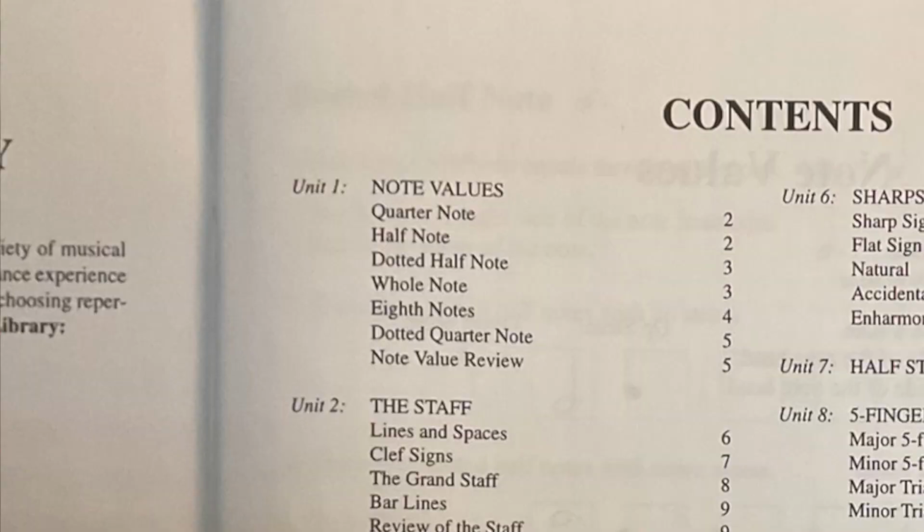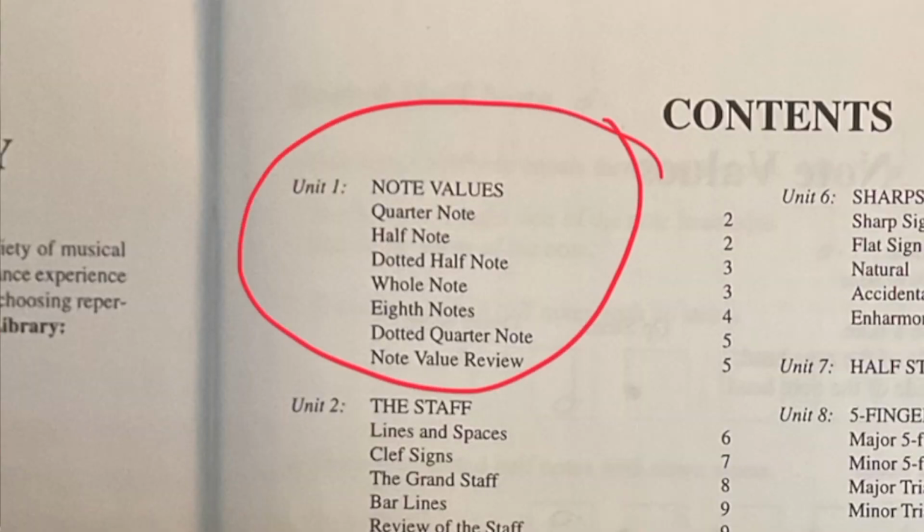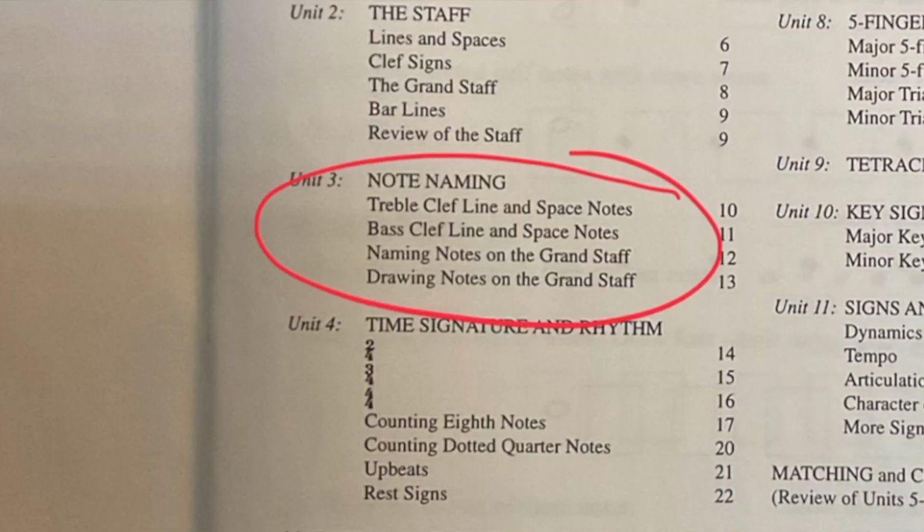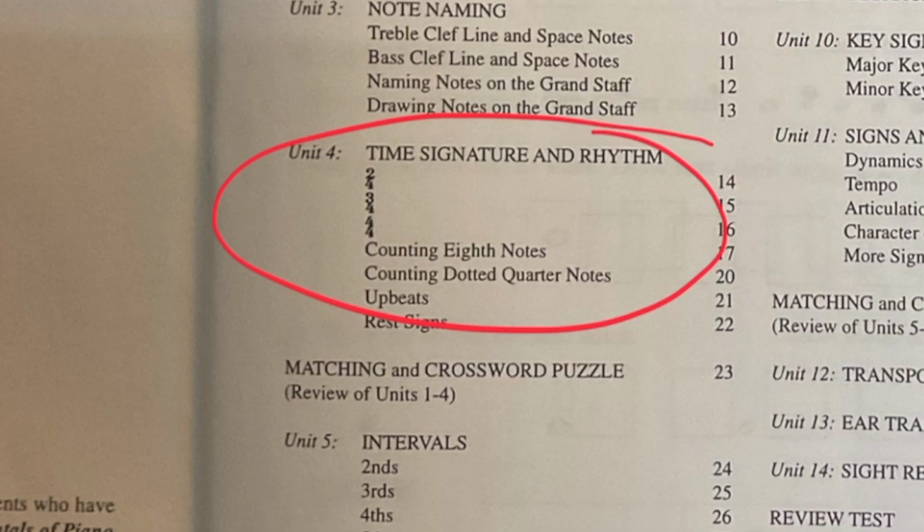So for example, in the preparatory level, unit 1 is note values, so all about rhythm. Unit 2 is all about the staff and how to read notes on the staff. Unit 3 is all about note naming and getting more comfortable with that. Then we go into time signatures and all sorts of other really great things, but you have defined units to work on those topics, and then the next unit will build on top of the previous unit.